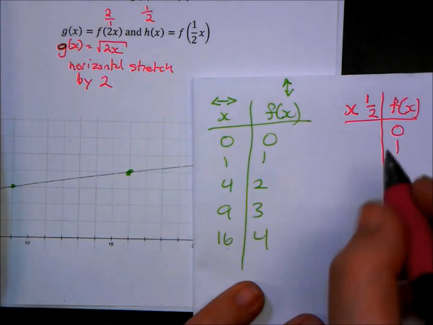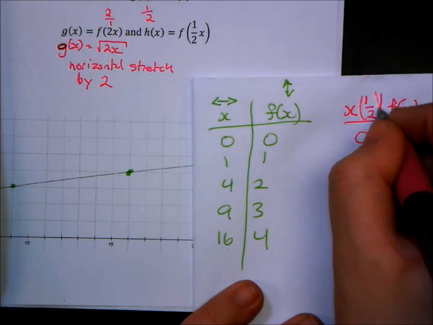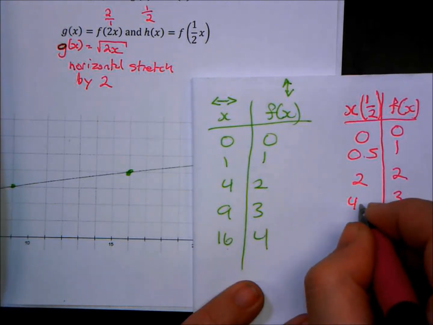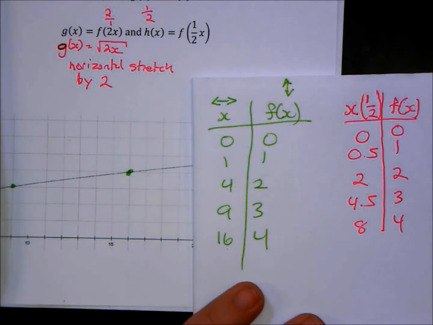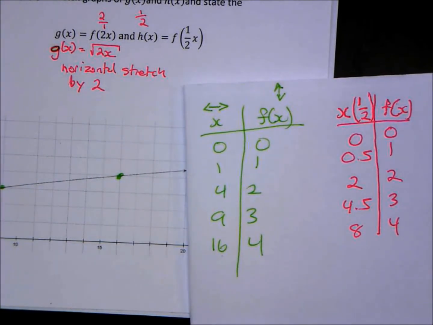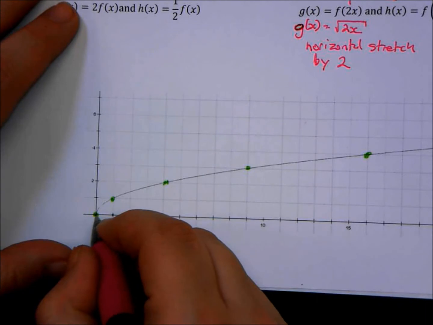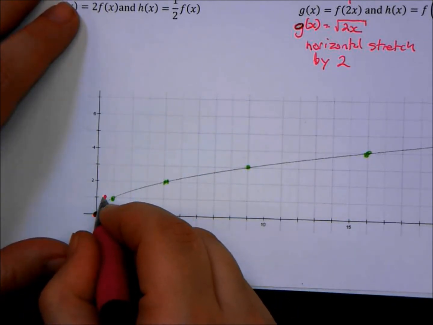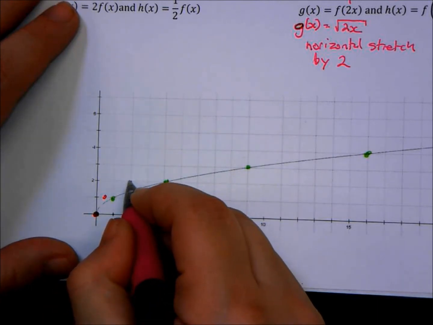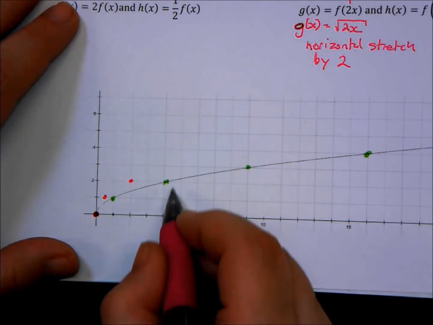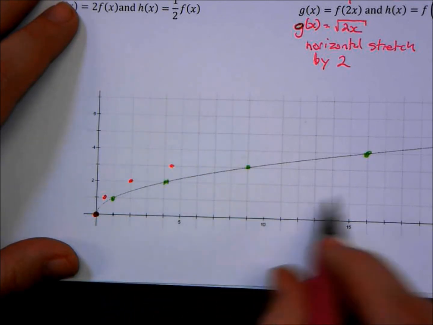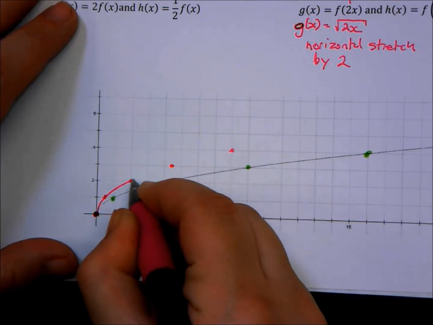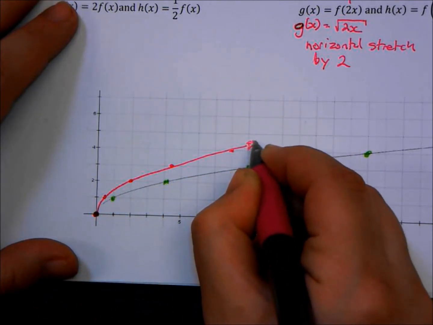So that means 0 stays 0, 1 becomes 0.5, 4 becomes 2, 9 becomes 4.5, 16 becomes 8. So that means my new g of x, the points are 0, 0, a half and 1, 2, 2, 4.5 and 3, and 8, 4. So here is my g of x.